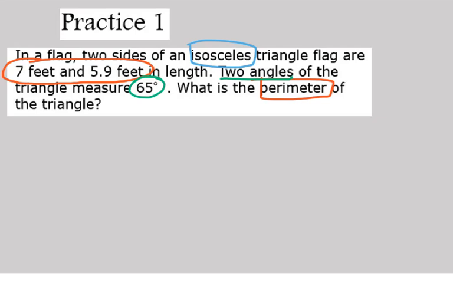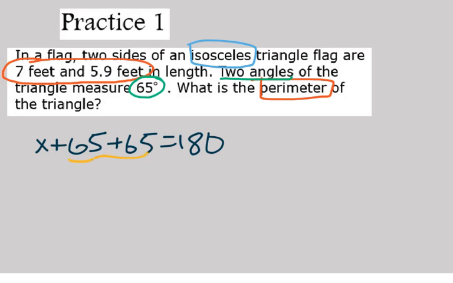So if we know that we have two 65-degree angles, and we also know that all three angles of a triangle add up to 180, which we learned in a previous video, we know that x plus 65 plus 65 equals 180. Well, let's combine what we know here. 65 and 65 gives you 130. So now it says x plus 130 equals 180.